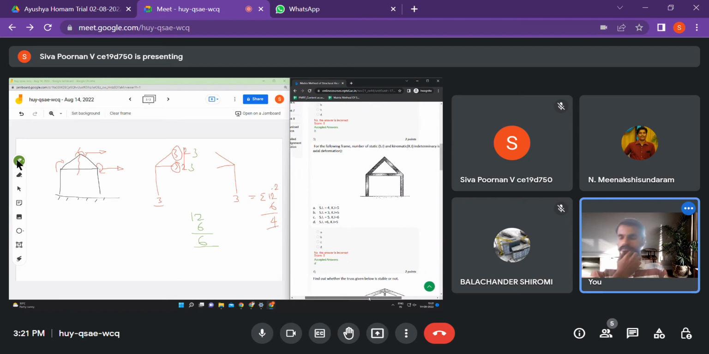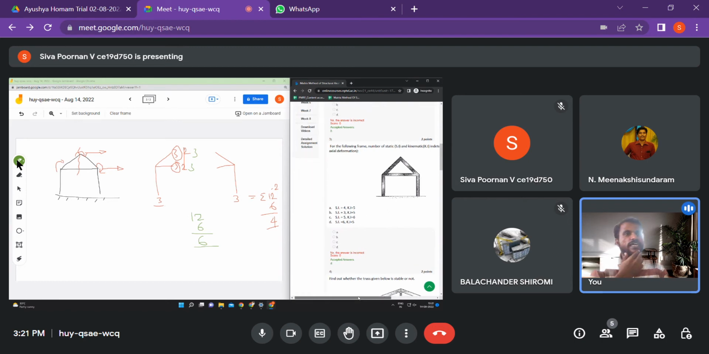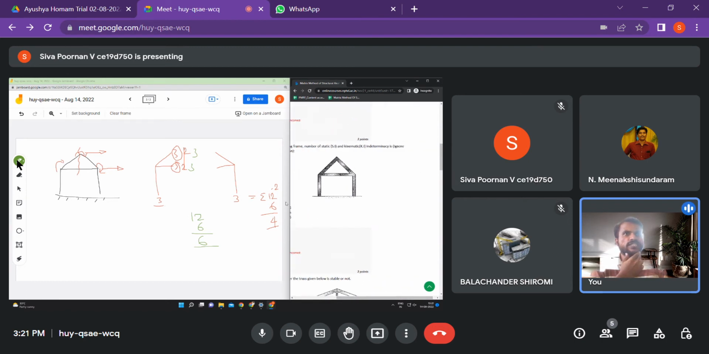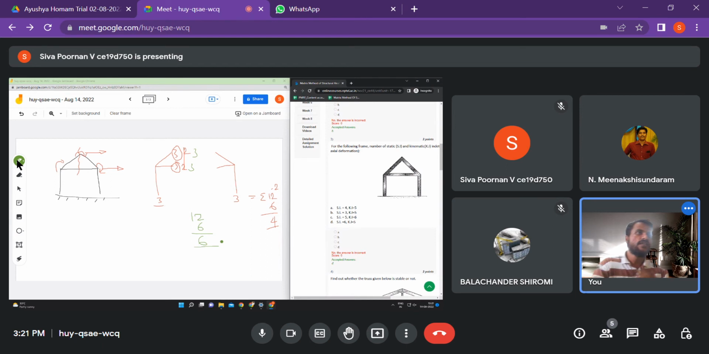Actual deformation. Okay, actual deformations are ignored or only counted in kinematic indeterminacy. I think it should also be counted in static indeterminacy. That's just some mistake is what I feel.